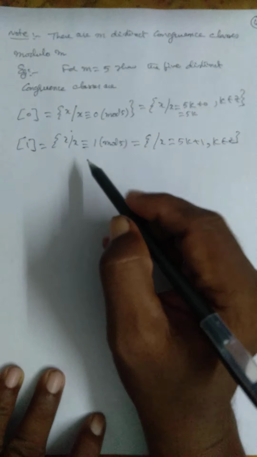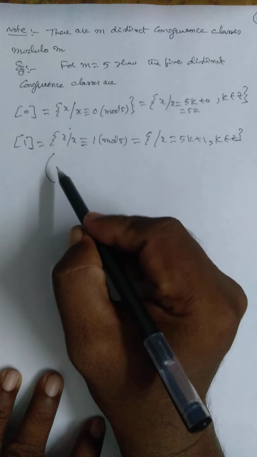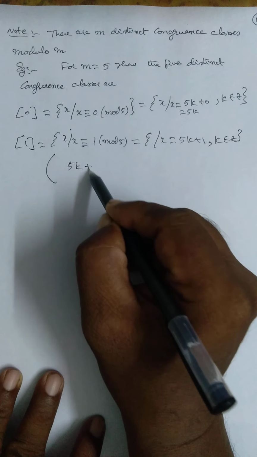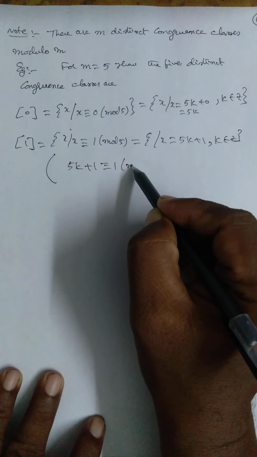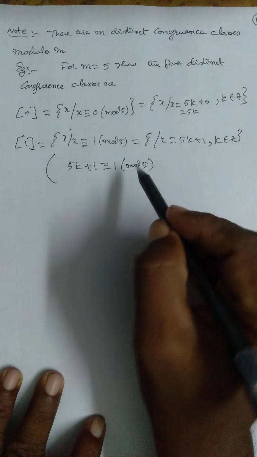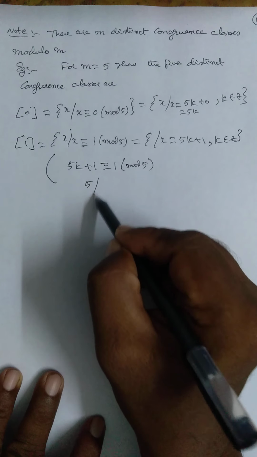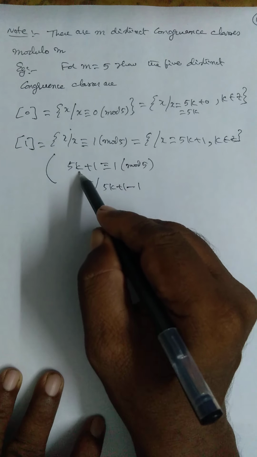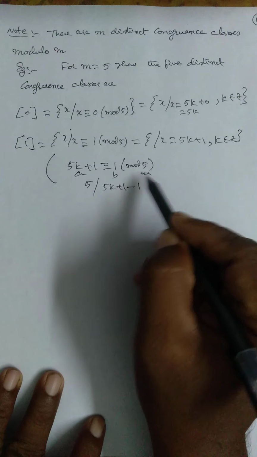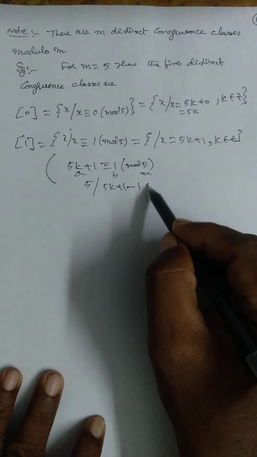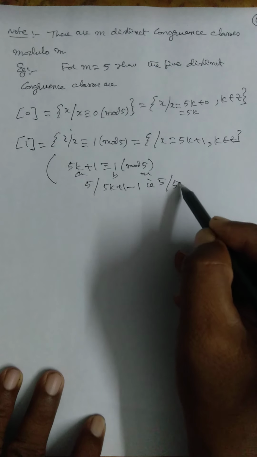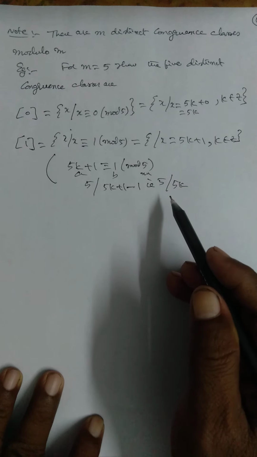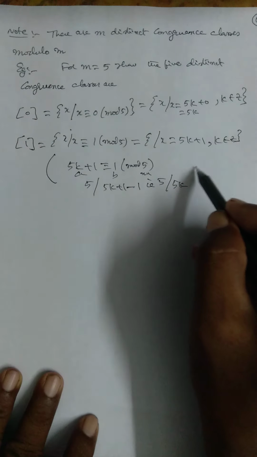Look here, you write checking. Suppose x is equal to 5k plus 1. 5k plus 1 is congruent to 1 mod 5. By the definition of congruent, 5 divides 5k plus 1 minus 1. a minus b: this is a, this is b, this is m. m divides a minus b, that is 5 divides 5k. So naturally it is true. Checking is over.